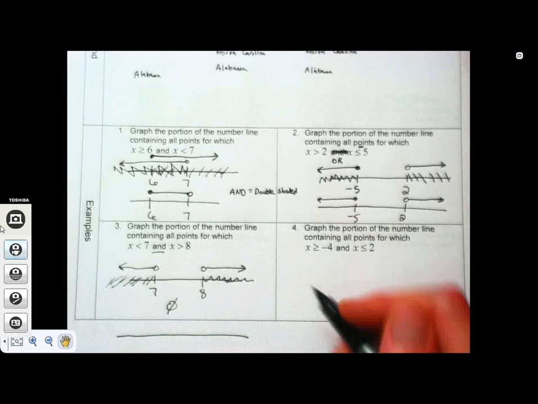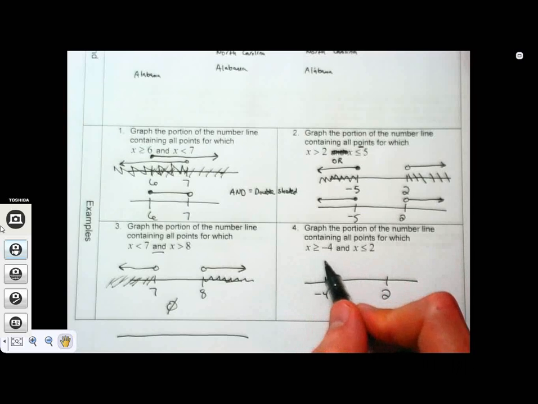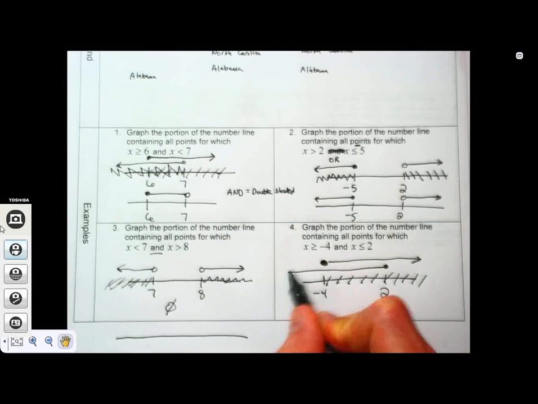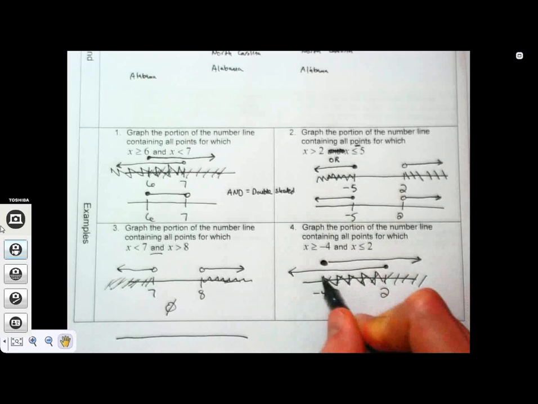And finally, number 4, I graph out -4 and 2. All the numbers that are greater than or equal to -4 are going to be those. So if I shade the numbers on the number line, it's all of those. All the numbers that are less than or equal to 2 are all of those numbers. So if I shade my number line, it would be all of those.